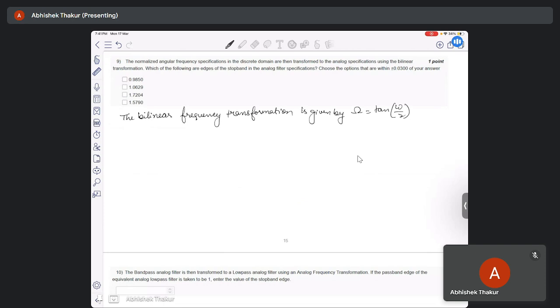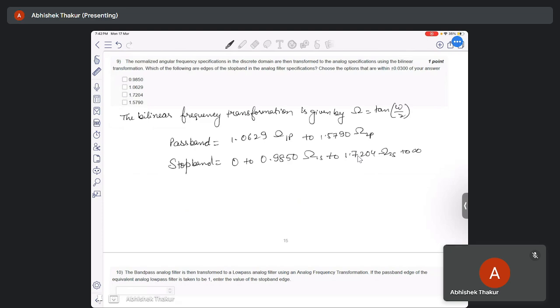Since we'll have the analog band pass filter frequency specification given by pass band is equal to 1.0629 to 1.5790, and the stop band, when you do the transformation, you will get 0 to 0.9850, and 1.7204 to infinite.